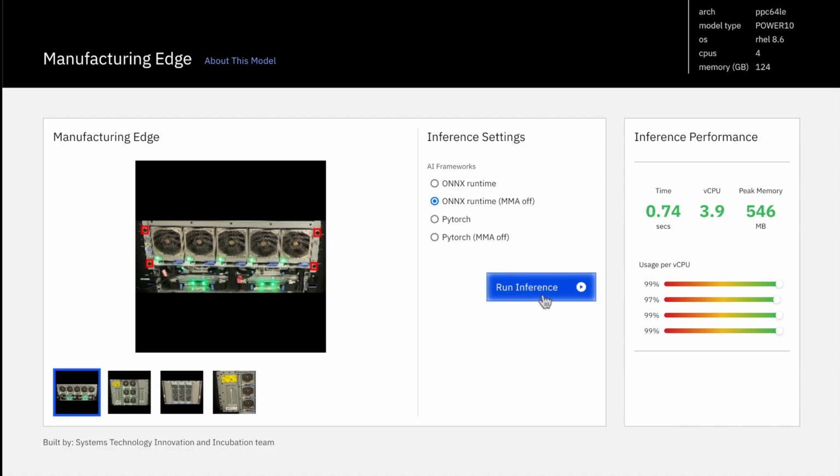Here we'll demonstrate the screw counter using PyTorch and Onyx runtime. You see that using the MMA enhanced libraries show 2 to 3 times speed up compared to no MMA, where Onyx runtime is especially faster.